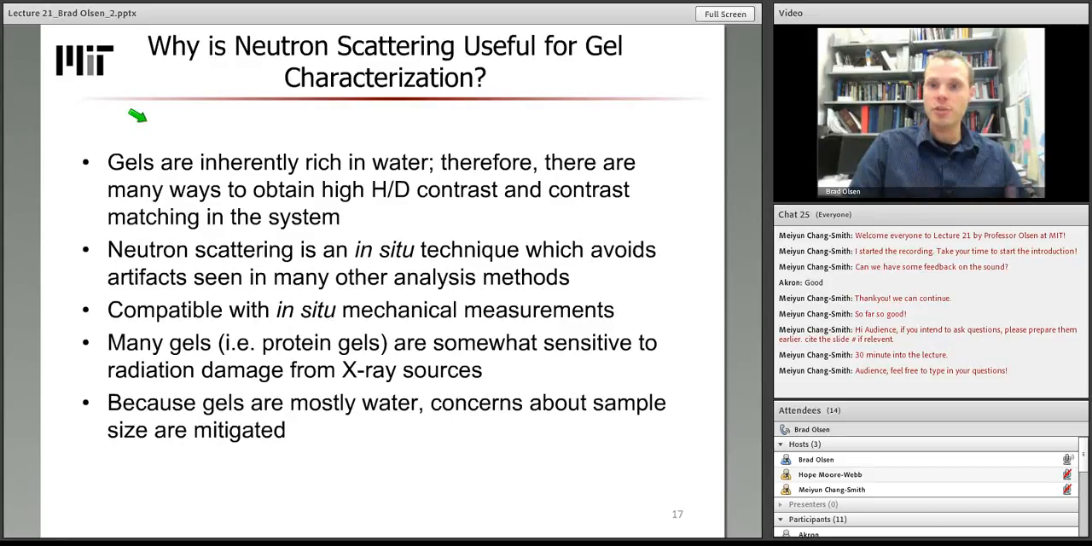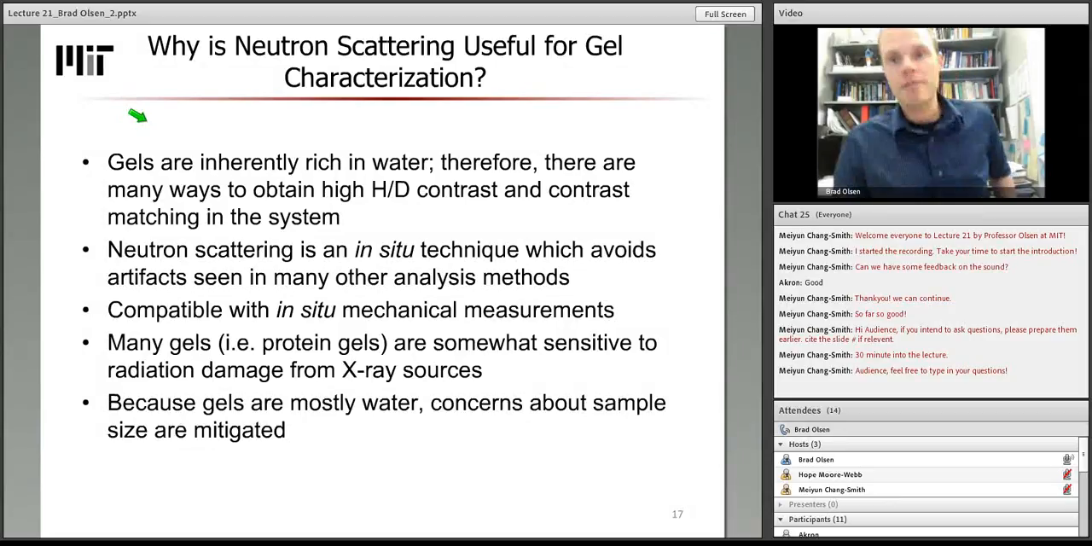And because it's so rich in solvent, you can use deuterated small molecules as a way to tune contrast to achieve either very high HD contrast or to contrast match different components in the system. And so there's a lot of flexibility in gels with isotopic labeling because it's relatively inexpensive to purchase many different types of deuterated solvents compared to the complex chemistry for deuterating certain types of molecules. So gels are flexible in terms of their labeling.